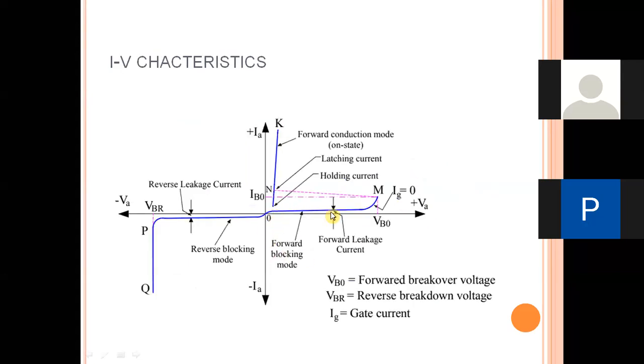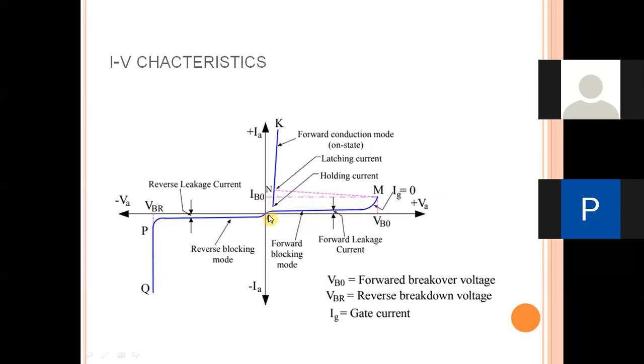In the IV characteristics of an SCR, this particular curve here represents the difference between this 0 point and this particular curve, which is the leakage current. So you have a small amount of leakage current flowing through the device. As this leakage current is very small, the current across the device is not going to be satisfactory for conduction.